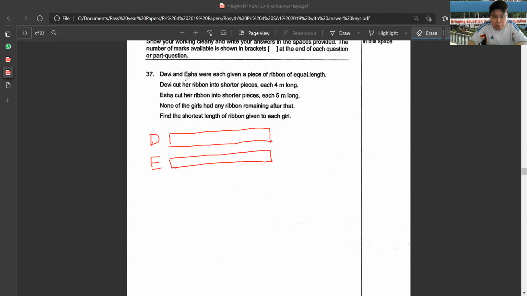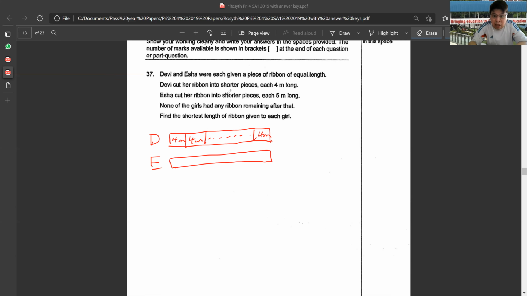Devi cut the ribbon into shorter pieces, each 4 meters long. You don't know how many 4 meters there are, so there's n number of 4 meters. The dot dot dot means they cut out each 4 meters long.